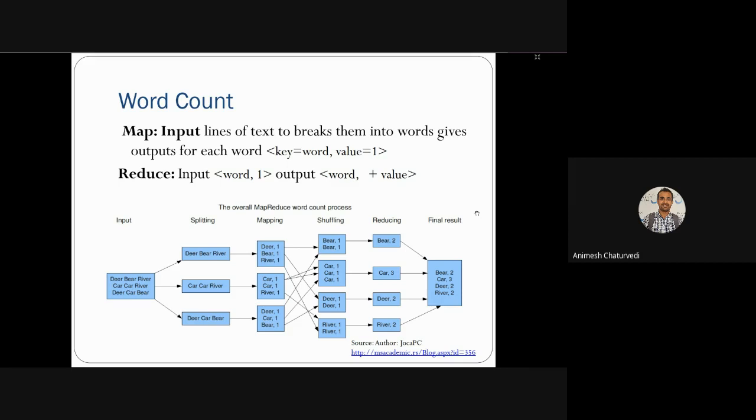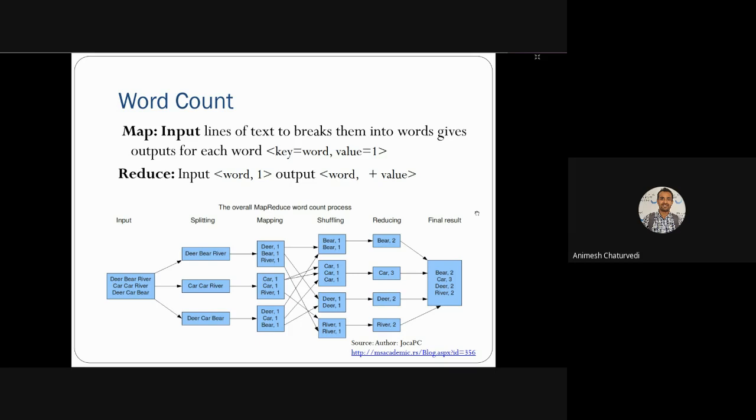Thereafter, you just combine. Beer is counted 2 times. Car has been counted 3 times. Deer has been counted 2 times. River has been counted 2 times. So beer is occurring 2 times, car is occurring 3 times, deer is occurring 3 times, and river is occurring 3 times. So this counter part, word comma plus value, is the reducing part that you wrote in the code.